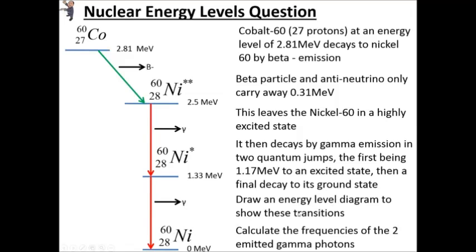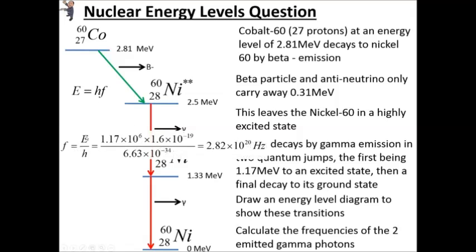The question says: draw an energy level diagram to show these transitions. Well, I've just talked you through that. Then calculate the frequencies of the 2 emitted gamma photons. So this first gamma photon here was 1.17 mega electron volts. If we just do the maths for that, using again E equals hf, if we rearrange it, f equals E over h, so it's 1.17 mega electron volts times 1.6 times 10 to the minus 19 to give us energy in joules, divide it by Planck's constant, and I get a frequency of 2.82 times 10 to the 20.